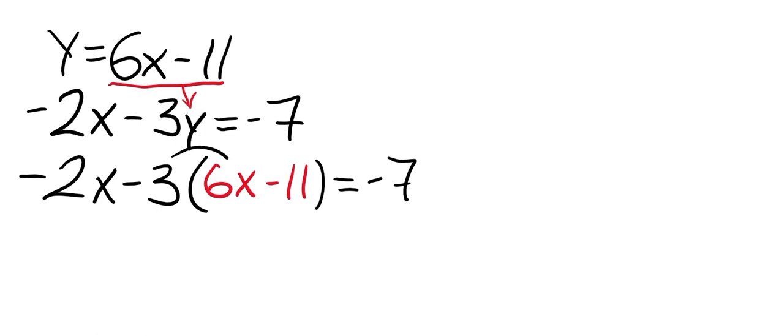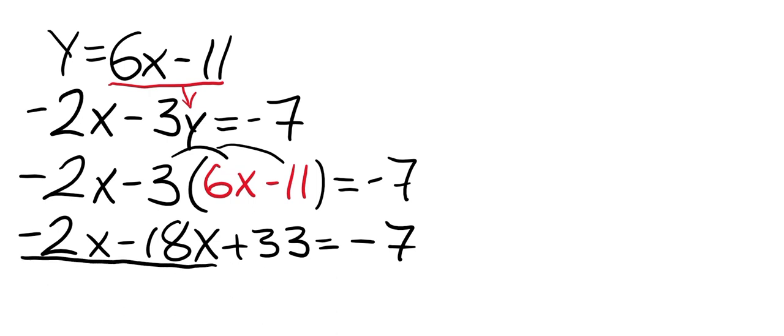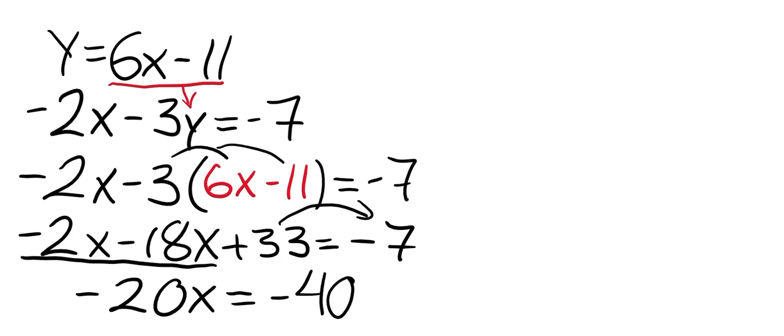The next step is to distribute the negative 3. We will have negative 2x minus 18x plus 33 is equal to negative 7. Now we're going to combine like terms. Negative 2x and negative 18x go together. That's going to give us negative 20x. And to combine 33 and negative 7, we have to subtract 33 on each side. Negative 7 minus 33 is going to give us negative 40.